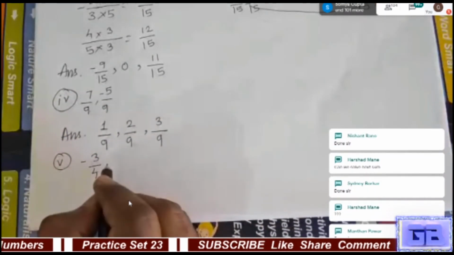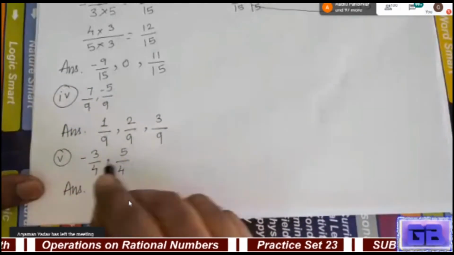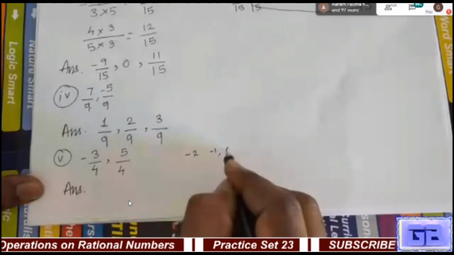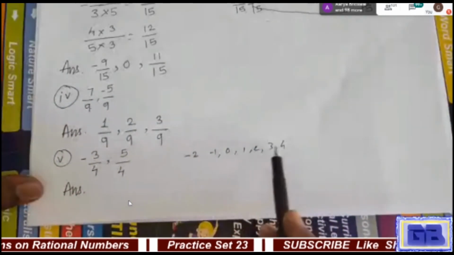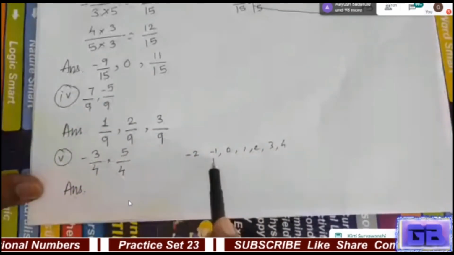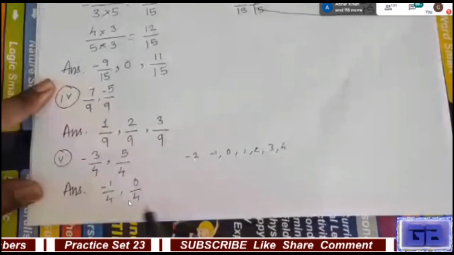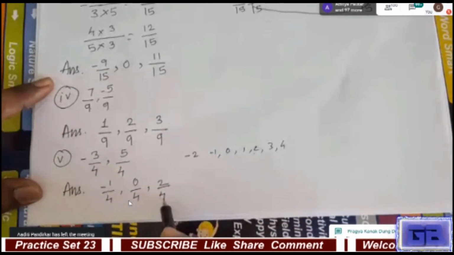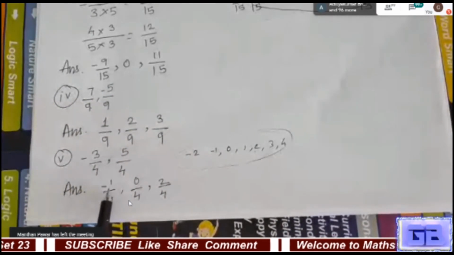Negative 3 upon 4, comma 5 upon 4. Write down the answer. In between these two many integers come, that is negative 2, negative 1, 0, 1, 2, 3, 4. So out of all these integers, any three you can choose and write down here with denominator 4. I will write here negative 1 upon 4, comma 0 upon 4, or if you write 0 also, then also your answer is correct. And I will write here 2 upon 4.